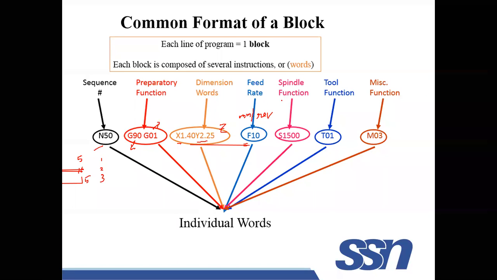And the spindle speed, the spindle rotation, you can fix. In this case, the spindle speed is 1500 rpm. Tool function: which tool you are calling for the operation is given by the T code. Miscellaneous function M3 is actually spindle on, whereas M5 is spindle stop. Spindle on, off, or spindle rotation, sometimes it all depends on the program you have to give.